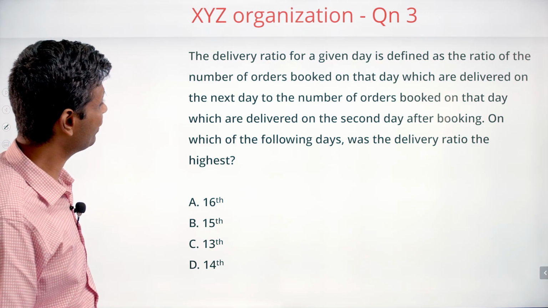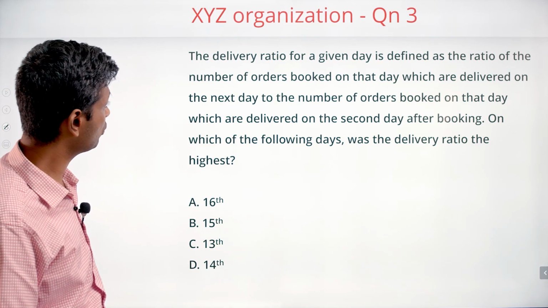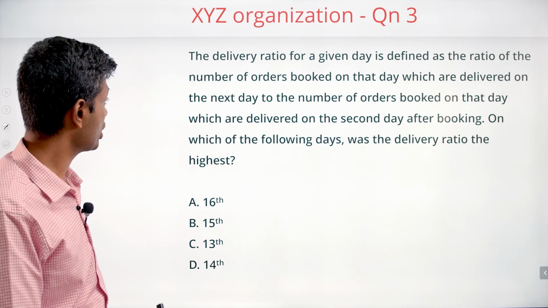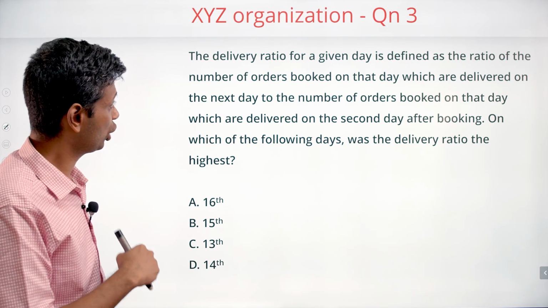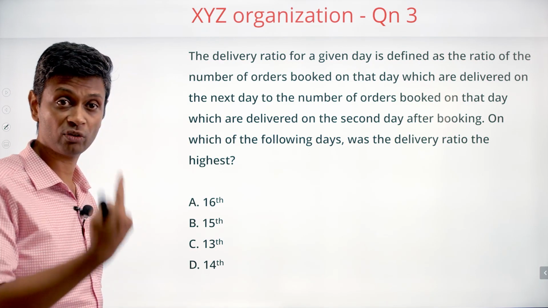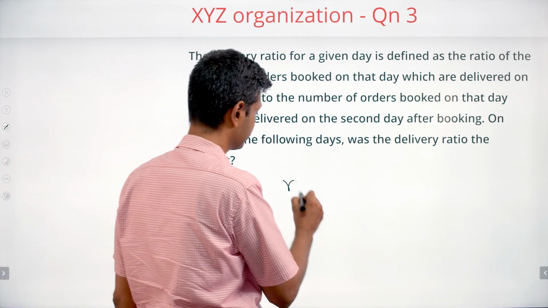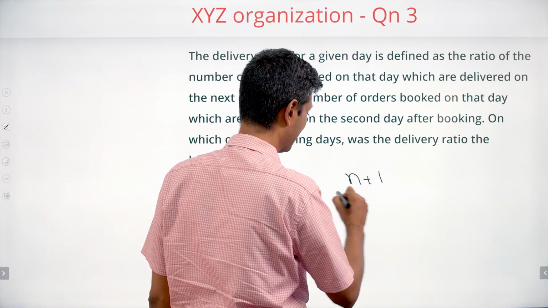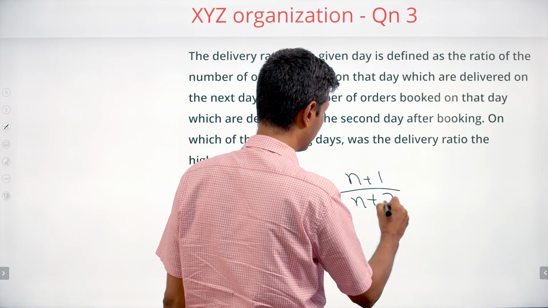The delivery for a given day is defined as a ratio of the number of orders booked on that day, which are delivered on the next day, to the number of orders booked on that day, which are delivered on the second day of booking. So, booked on n, n plus 1 deliveries by n plus 2 deliveries.